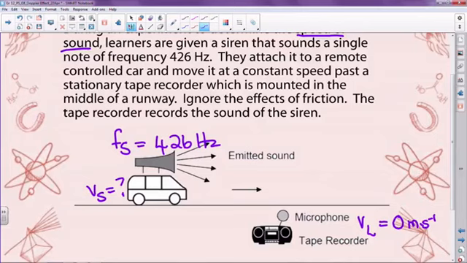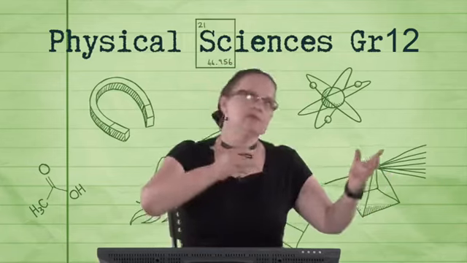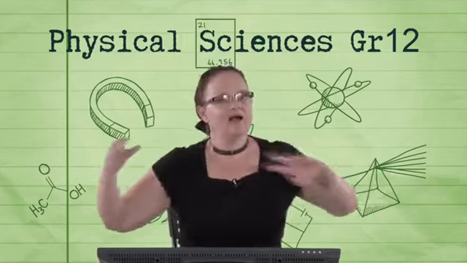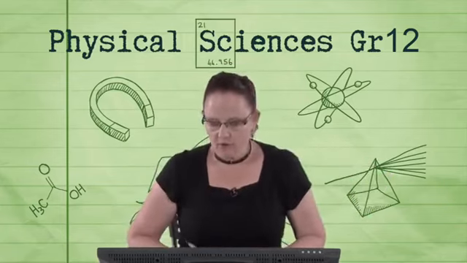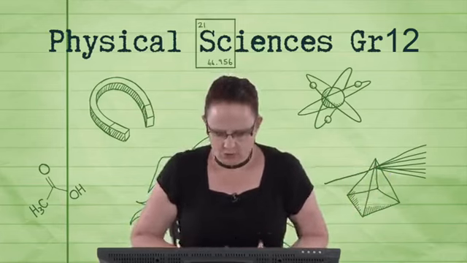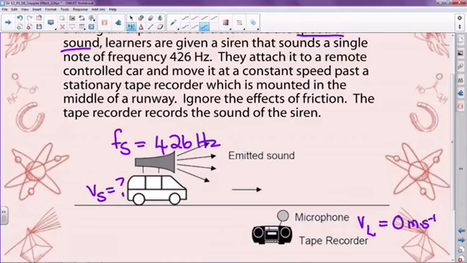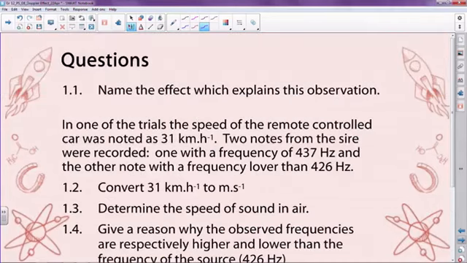And then afterwards they analyze how the frequency changed. So we know what the frequency of the source is. We know what the listener's velocity was. So let's look at the questions, and I'm going to give you a couple of minutes. The first one is you've got to name the effect which explains this observation. I'm not going to give you any time to do that one because we all know that.